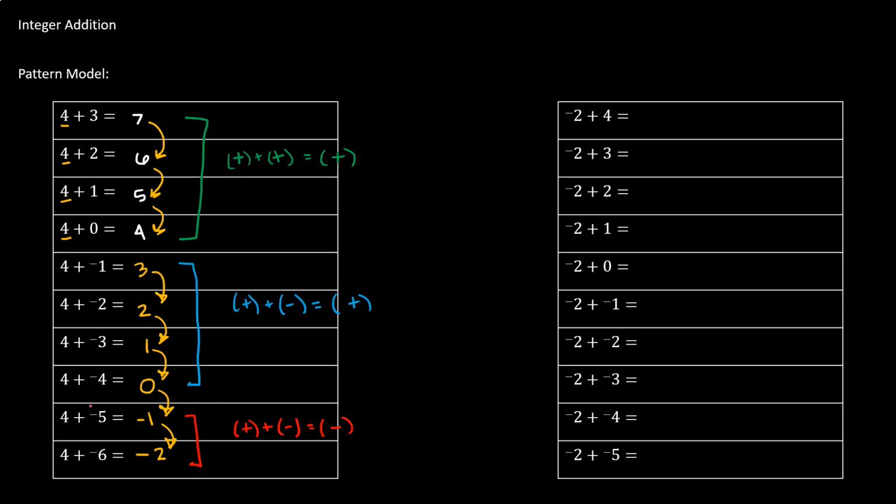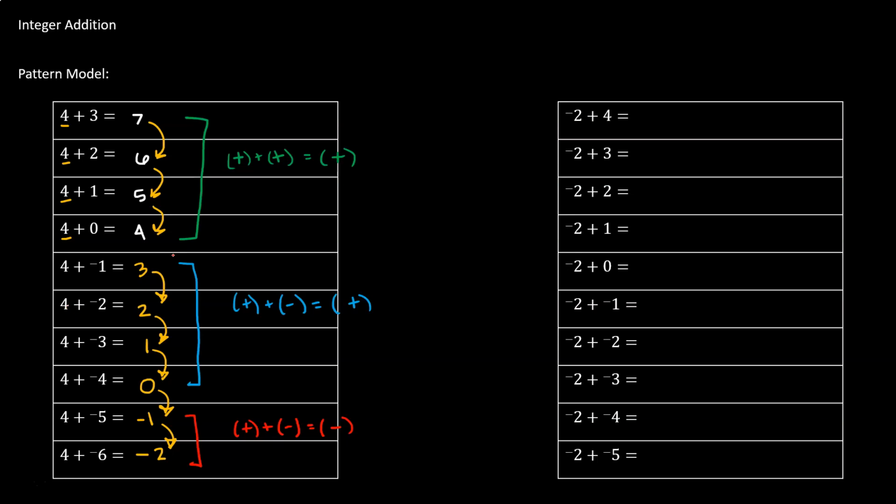And that's because the negative number was larger, further away from 0 than the positive number. So here between 4 and negative 5, negative 5 is so far away from 0 that it pulled the positive 4 over to the negative side. Whereas up here with 4 and negative 2, the 4 is further from 0, so the positive 4 pulls the negative over to the positive side.